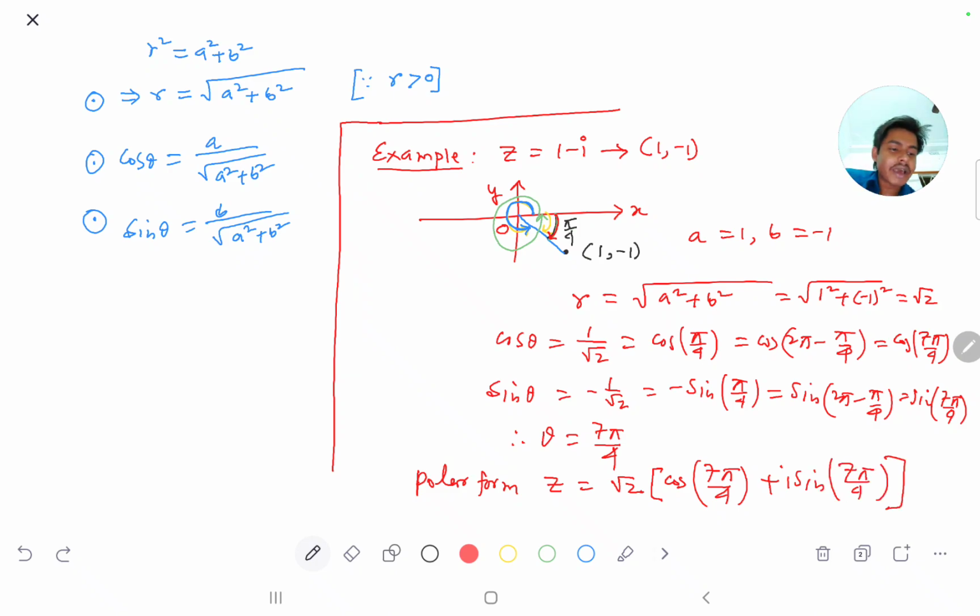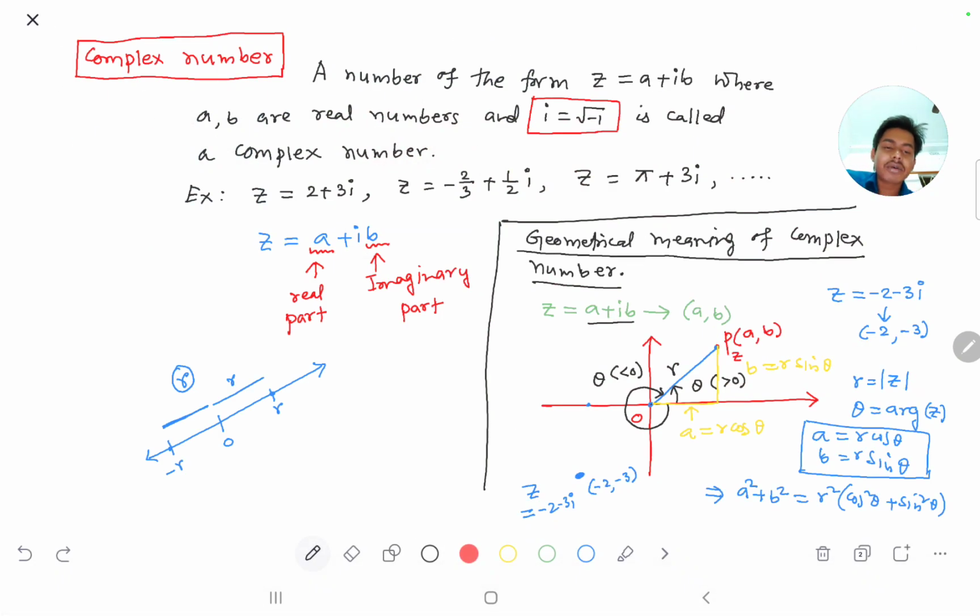So we have seen here how to write down the polar form of a complex number, and the polar form has many applications in the complex number system. One example is that we can calculate the nth root of any complex number using the polar form. So it is a very important concept. We have to learn, everyone, how to write down the polar form of a complex number.